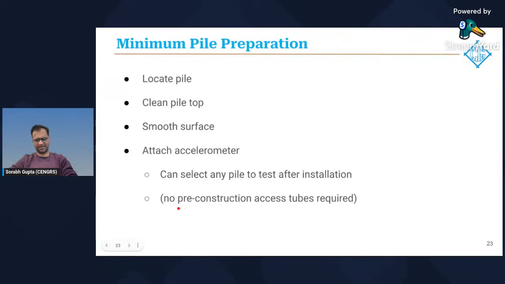I want to point out that one of the advantages of a PIT test is it doesn't require access tubes, unlike the CSL test. So you don't really need any pre-construction decision on which pile to test. You can test any pile at any point of time, and I think that's very convenient for projects.